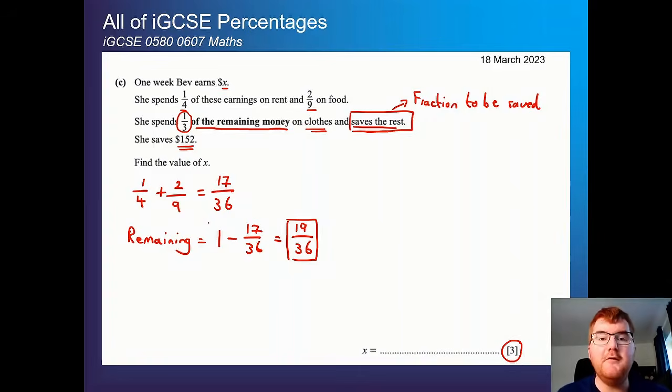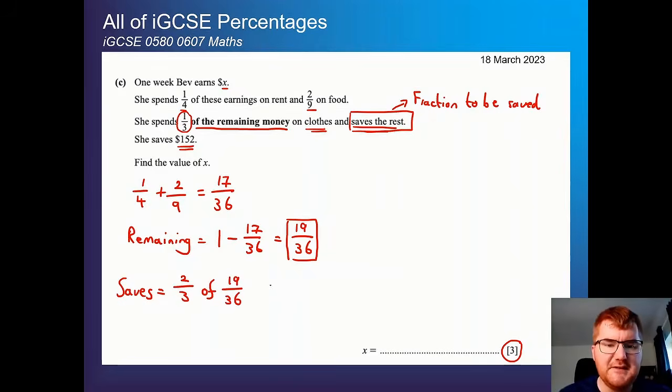So she'll be left over with 2/3 of this remaining. So the amount that she saves is equal to 2/3 of this 19 over 36. Now remember, whenever we talk about "of" in mathematics, we're talking about multiplication. We're talking about multiplying and timesing. So we get 2/3 times 19 over 36.